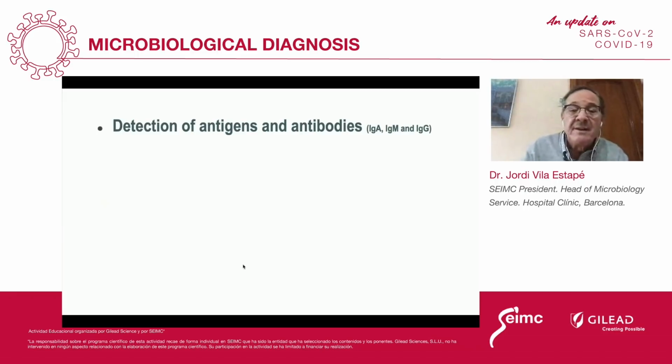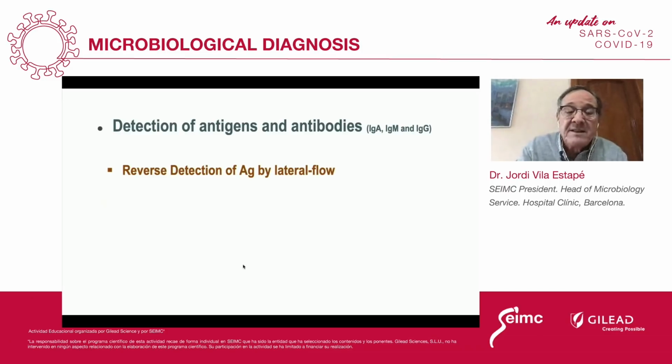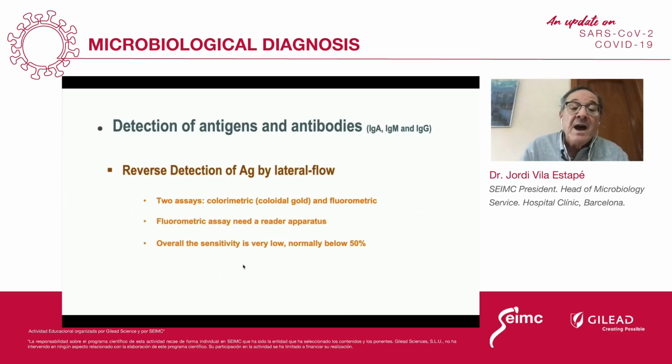If we move to the detection of antigens and antibodies, related to the detection of antigens, normally what you can find in the market is detection of antigens by lateral flow. There are 2 approaches to detect the antigen by lateral flow. One of them is a colorimetric approach, the colloidal gold, and the other is a fluorimetric approach. For this latter one, you need a reader to detect the fluorescence. And the overall sensitivity, at least of the tests for detection of antigen that we have tested in Spain, is really very low. It's normally below 50%. So it's not recommended to use it as a screening for acute infection or the acute phase of COVID-19.